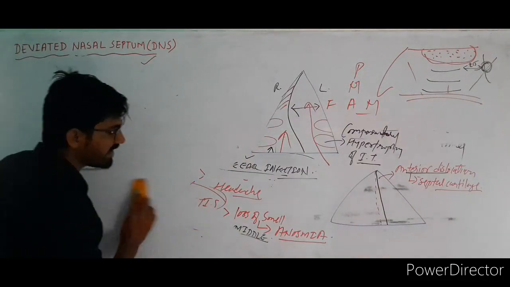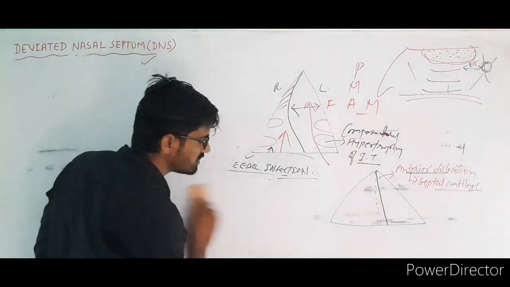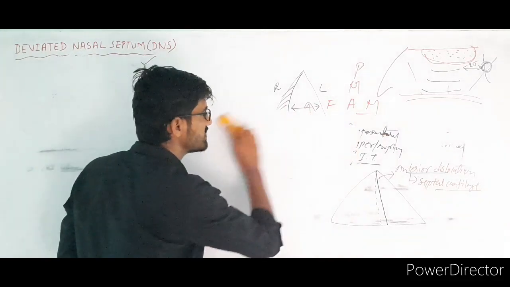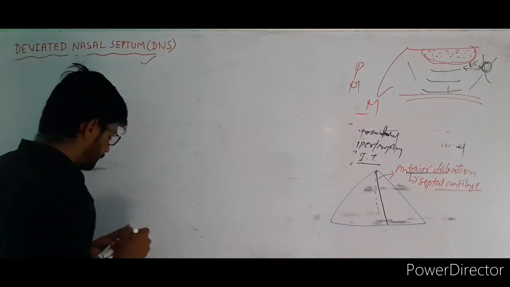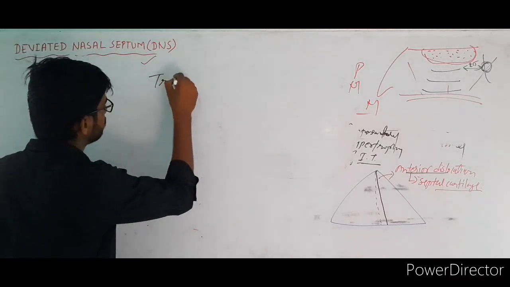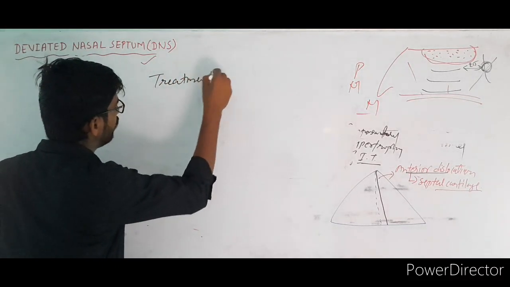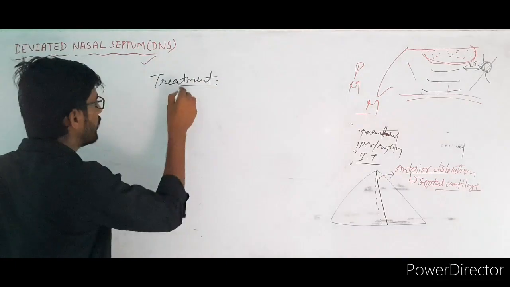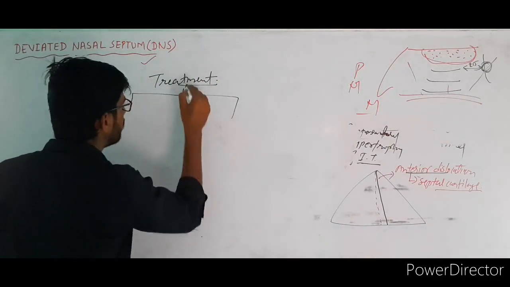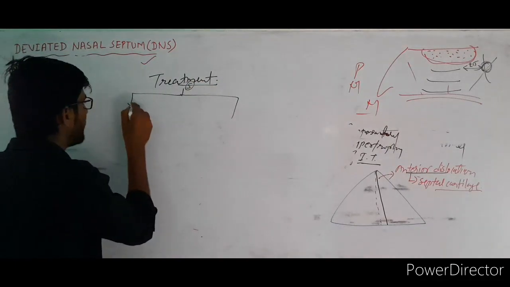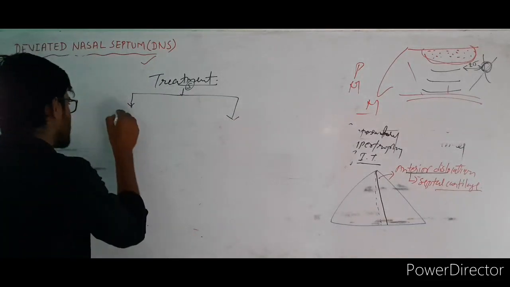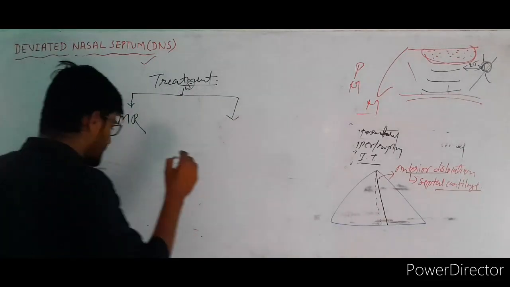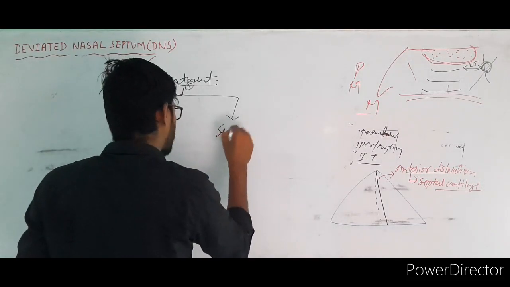Treatment is if there is a deviated nasal septum. We should not think, we have to go with the surgery, right? For treatment, we have to do surgery, and there are two types of surgery. One is called SMR, and the second is septoplasty.